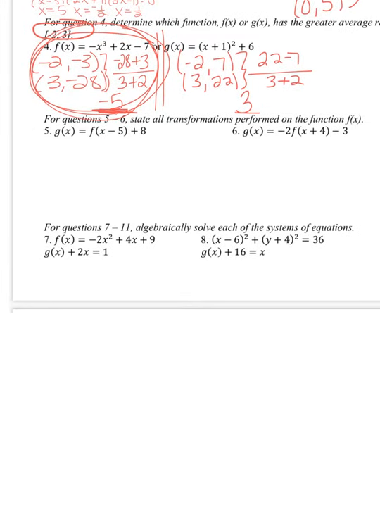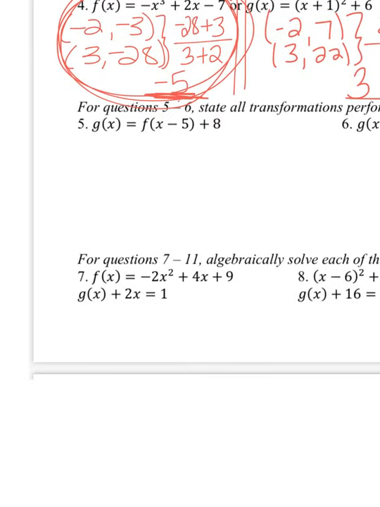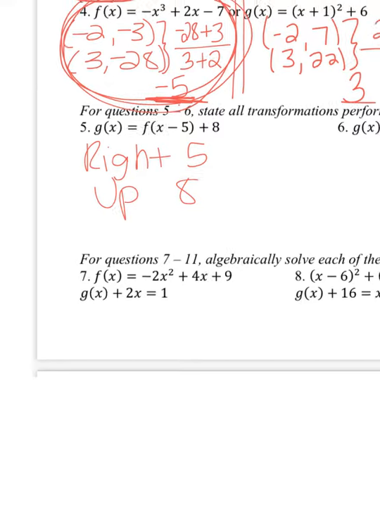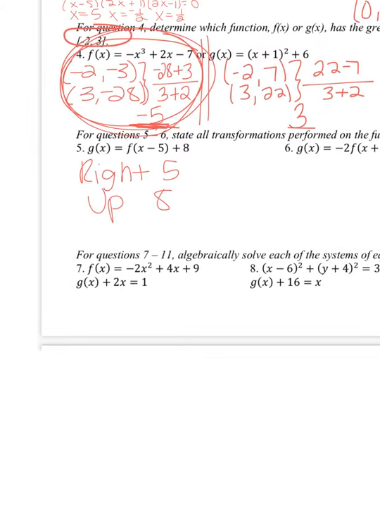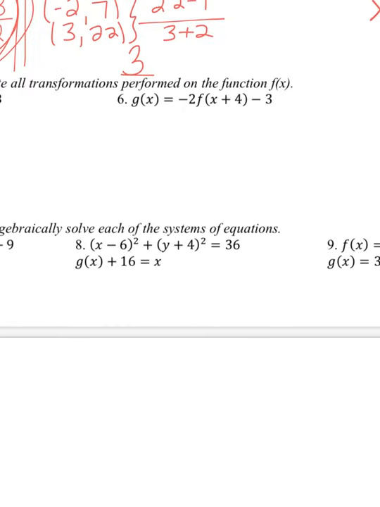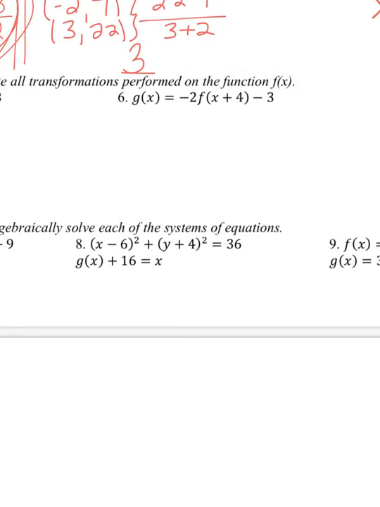Numbers 5 and 6 want the transformation. So you just list what happened on that function. So for number 5, this is moving to the right 5 and up 8. Okay, go back to that day and it lists all the rules for you. Right 5, up 8 for number 5. For number 6, there's more things going on. That just means that there's more rules. So that plus 4 tells me I'm going left 4. The times 2 out front, that's a stretch by a factor of 2.